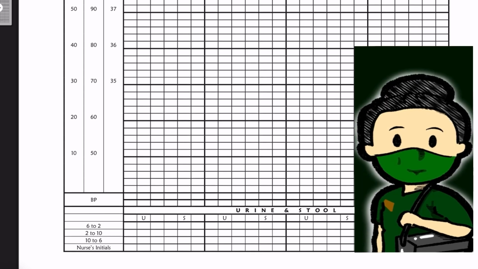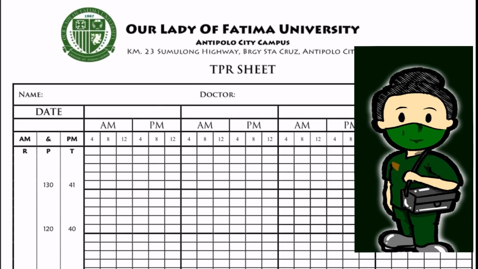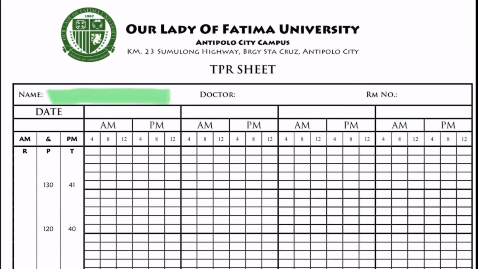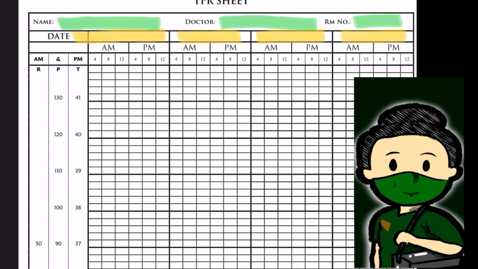Now let's start identifying the parts of your TPR sheet, starting with the space intended for the name of your patient, his attending physician, and his room number. Always make sure that the information written in these spaces is accurate and free of errors. Also, be sure to write the date in the spaces below. If you could notice, this TPR sheet allows up to 4 days of data to be plotted on it.